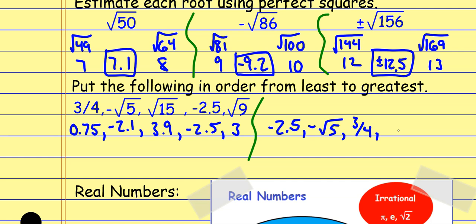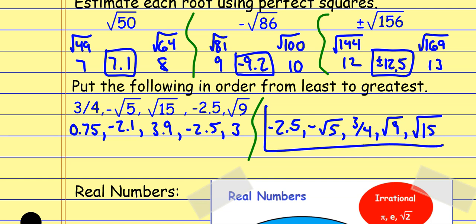After that, we have the 3, which was originally the square root of 9. And then after that, we have the 3.9, which was originally the square root of 15. Okay, and so now we have these things in order. Even though they were all in different formats, we can very quickly and very easily put them all in the same format, doing a little bit of estimation so that we can see which ones are bigger and which ones are smaller. Okay, so that's kind of the gist of square roots here.